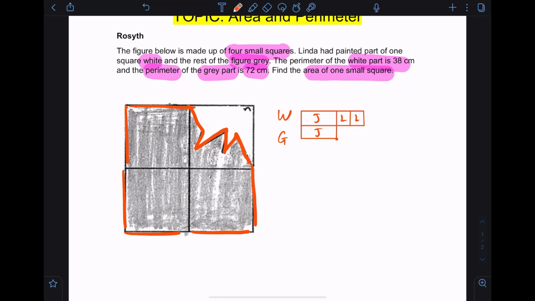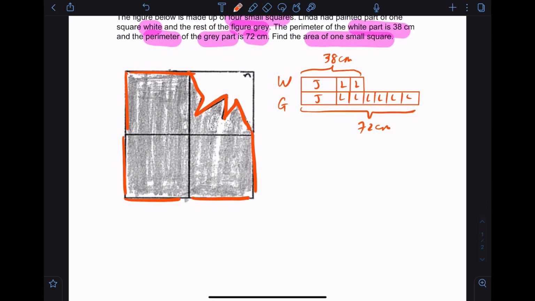So let's draw a box now with 6 lengths. L, and then there is 1, 2, 3, 4. So 6 in total. And then for the white part here at the top, the perimeter is 38 cm. And for the bottom here, the grey part, the perimeter is 72 cm. So with that, we are able to find the difference between the white and the grey part, which will give you 4 lengths of the square.